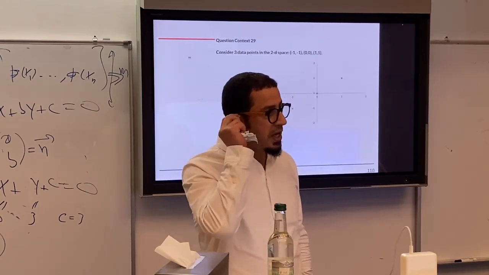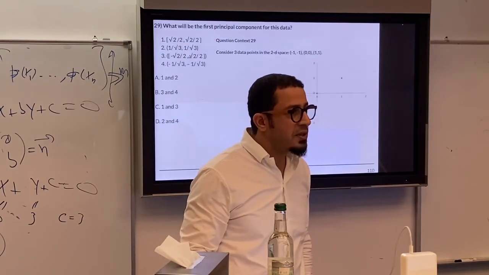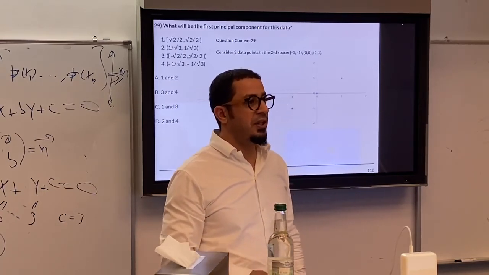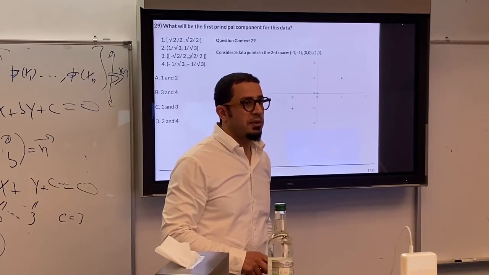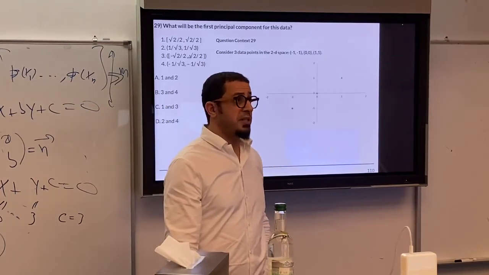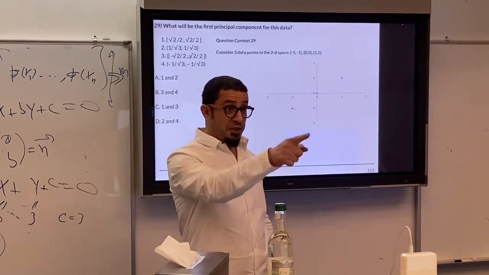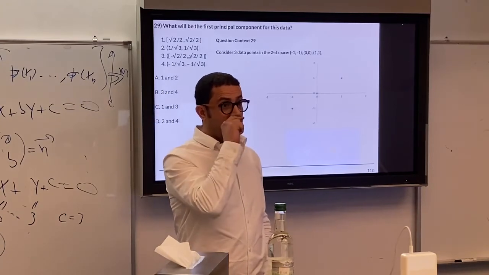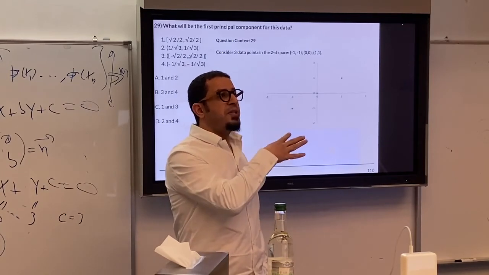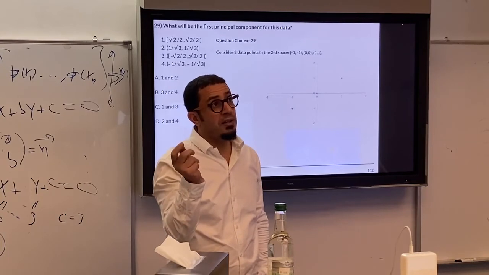Here, consider three data points of 2 dimensions like this. What will be the first principal component here? A, 1, 2, 3, 4? Give me the direction of the vector. Okay, forget the possible answers. How to find the vector here? Roughly 1, 1, right?